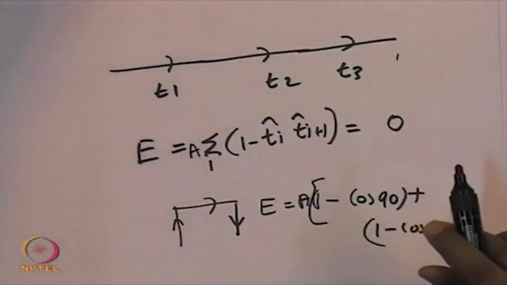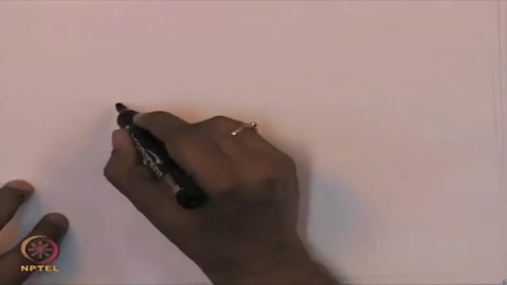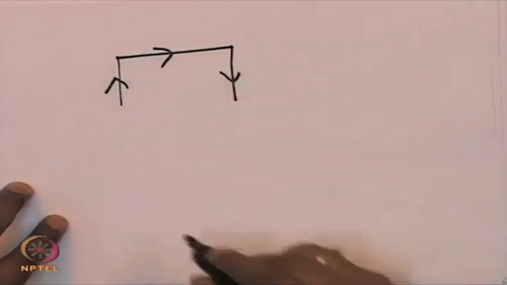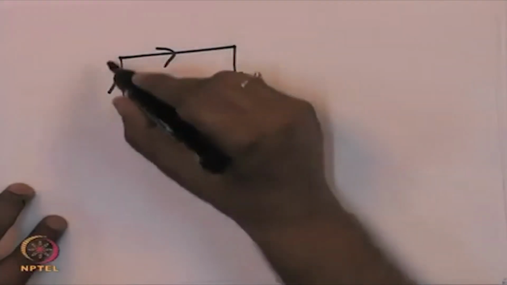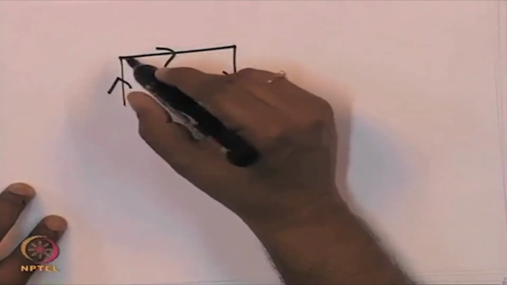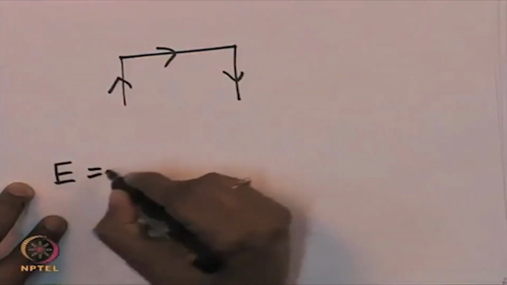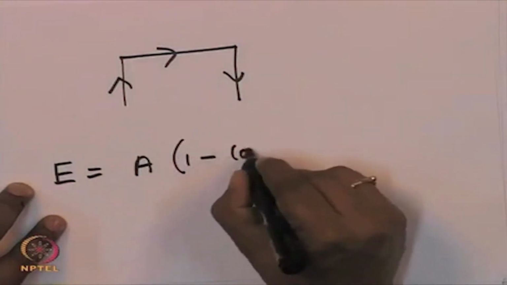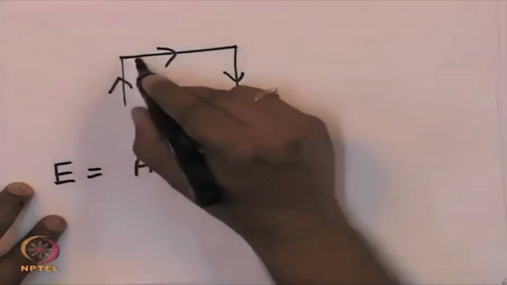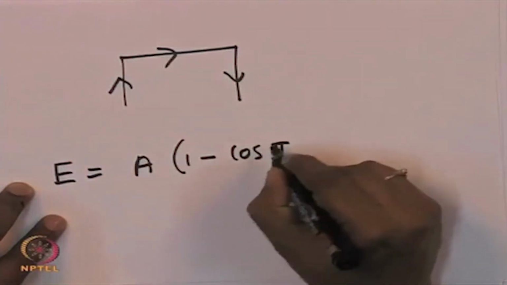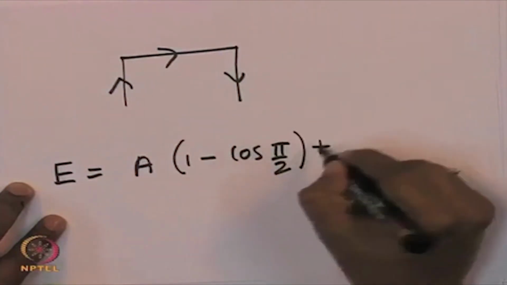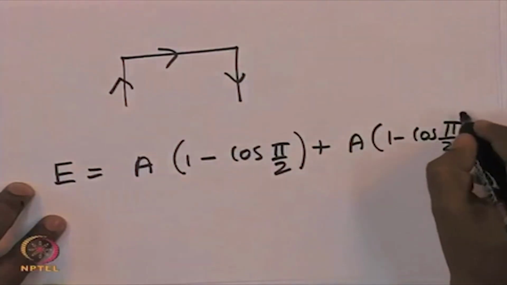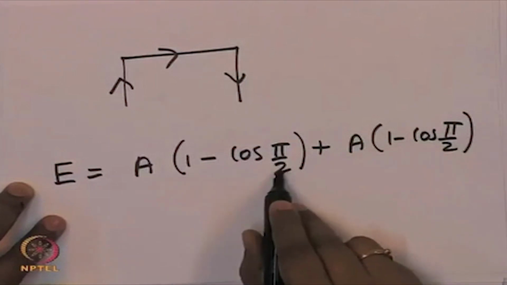So, let me write it a little more carefully. What we want to calculate is basically the energy of this. So, if DNA had this particular shape, the angle here is 90 degrees. So, energy is A into 1 minus cos of this angle, which is pi by 2, plus A into 1 minus cos pi by 2, and cos pi by 2 is 0. So, 1 minus cos pi by 2 is 1.